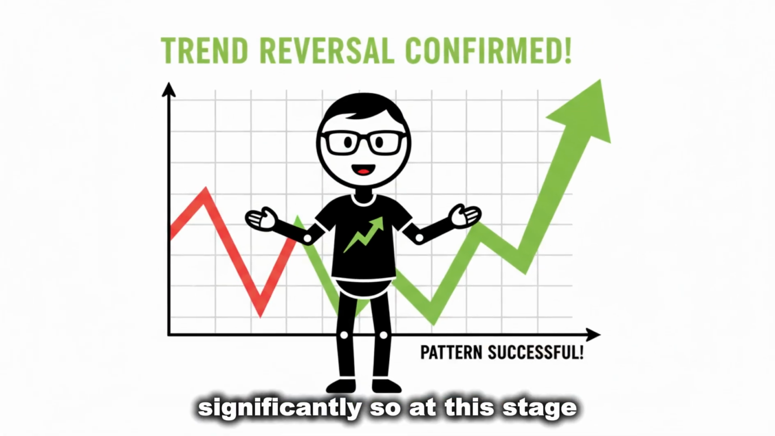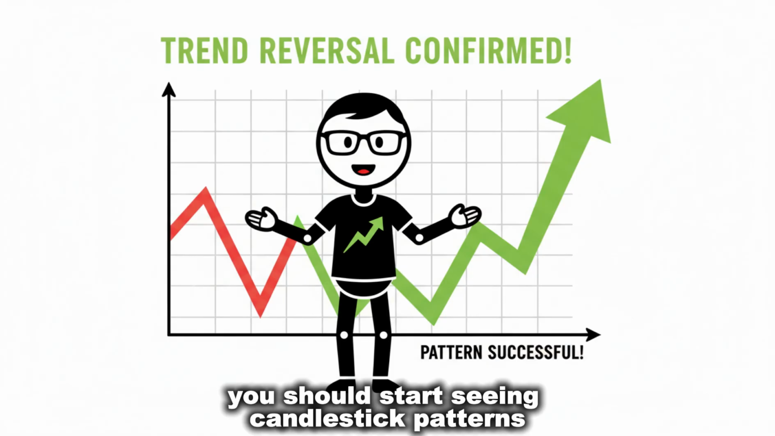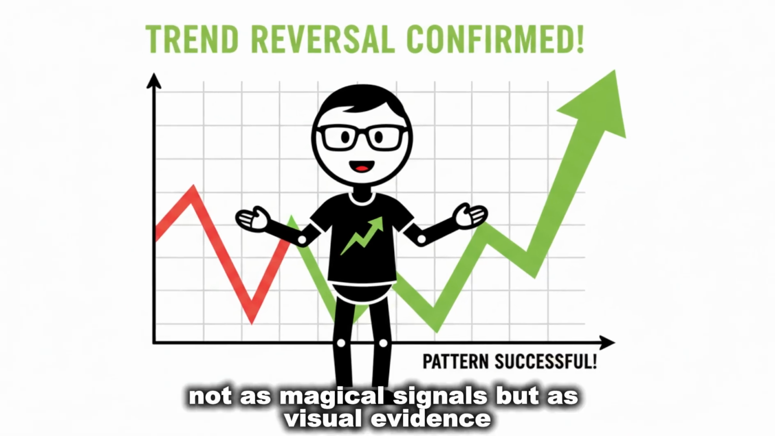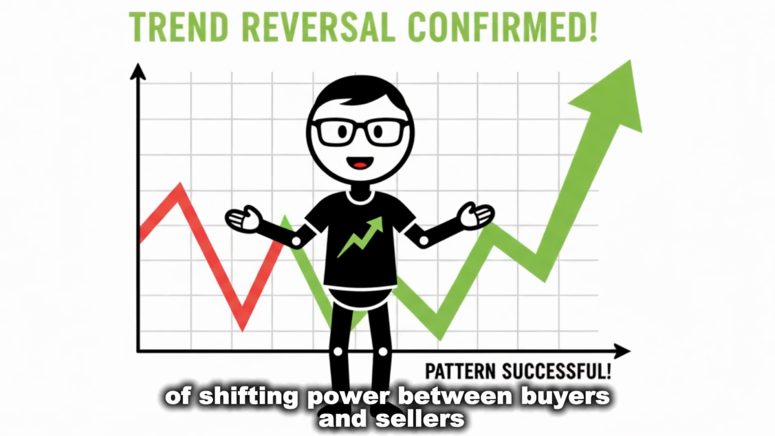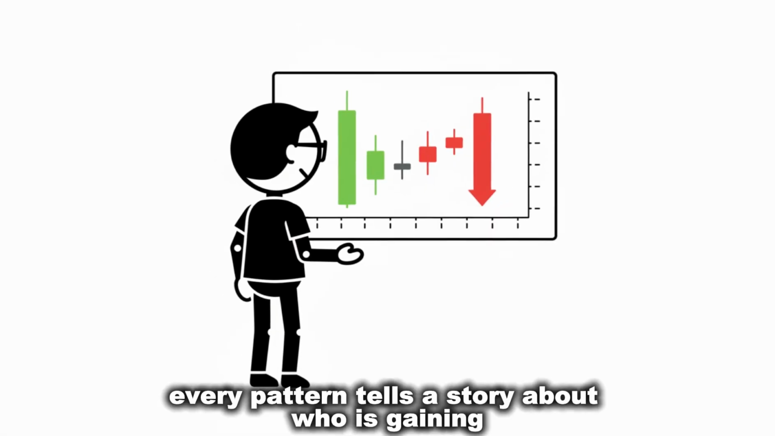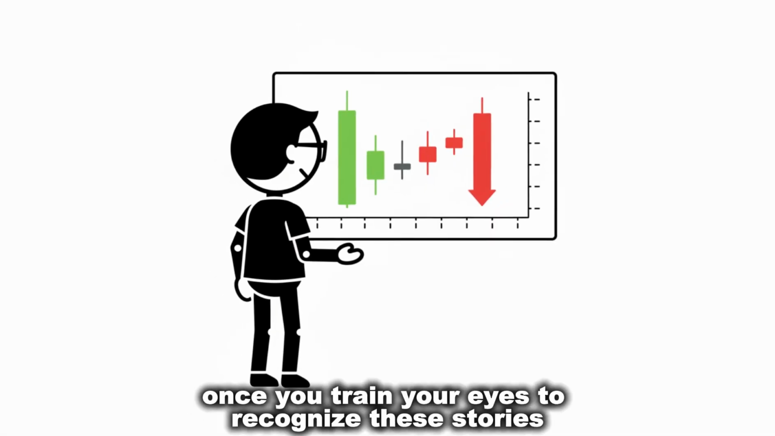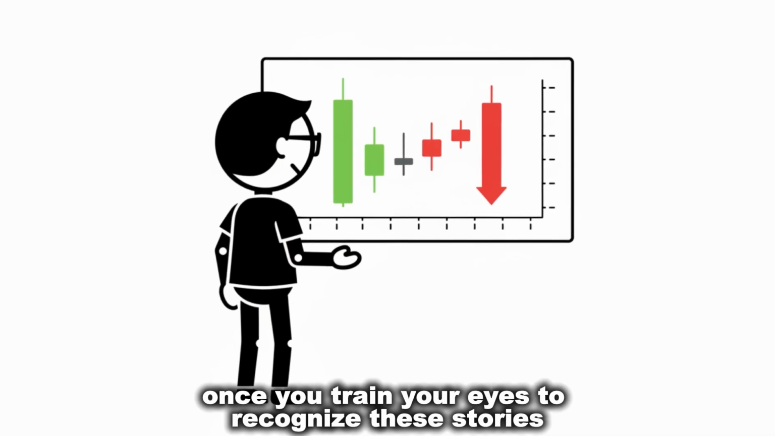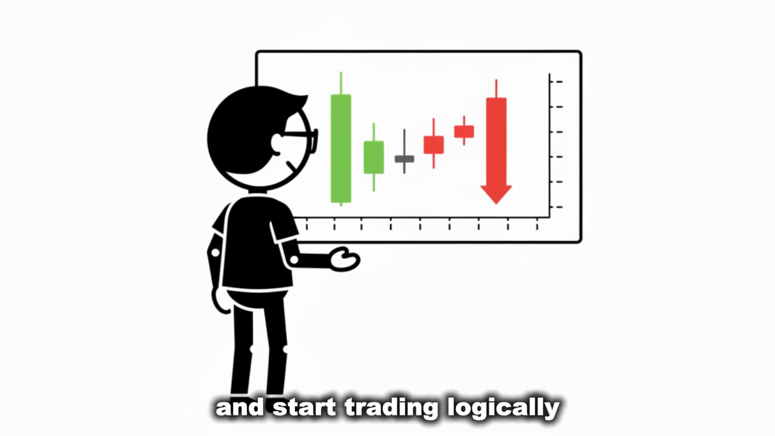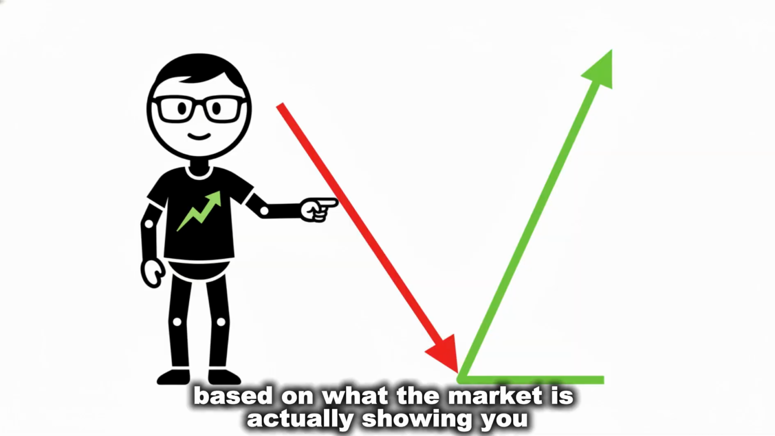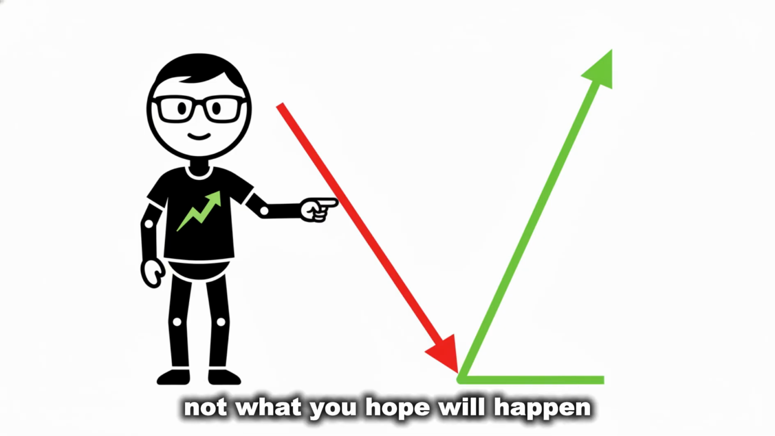So at this stage, you should start seeing candlestick patterns not as magical signals, but as visual evidence of shifting power between buyers and sellers. Every pattern tells a story about who is gaining control and who is losing it. Once you train your eyes to recognize these stories, you stop reacting emotionally and start trading logically, based on what the market is actually showing you, not what you hope will happen.